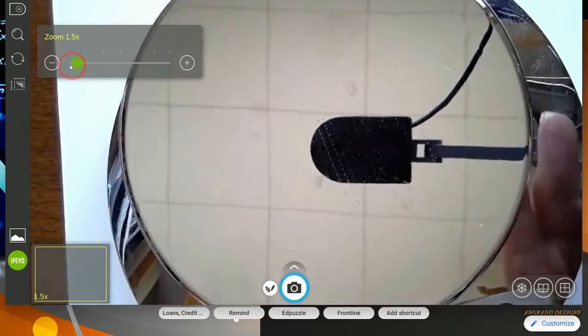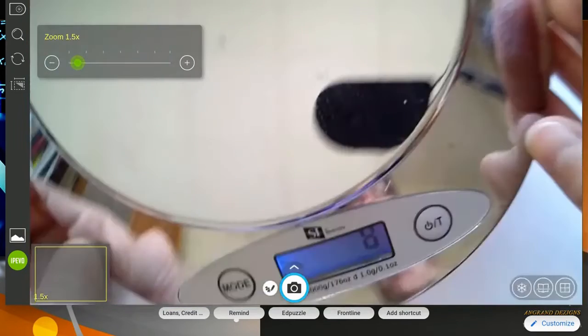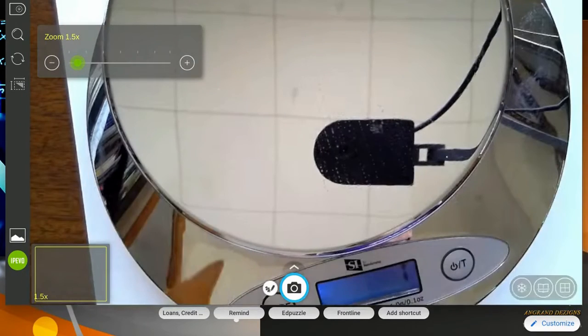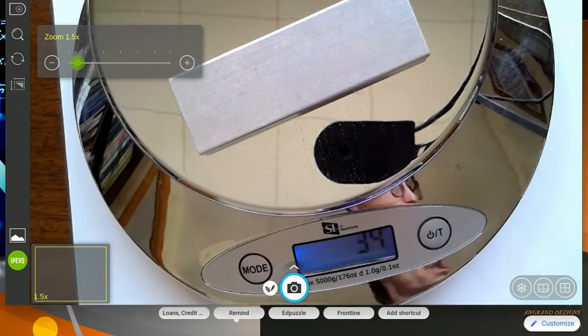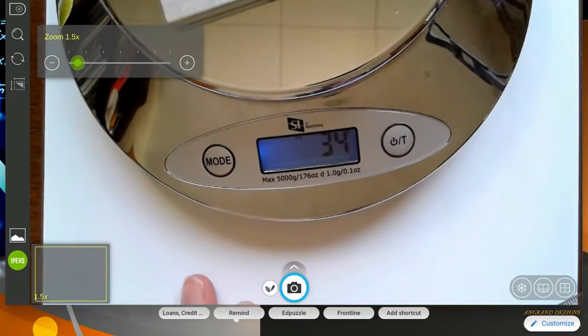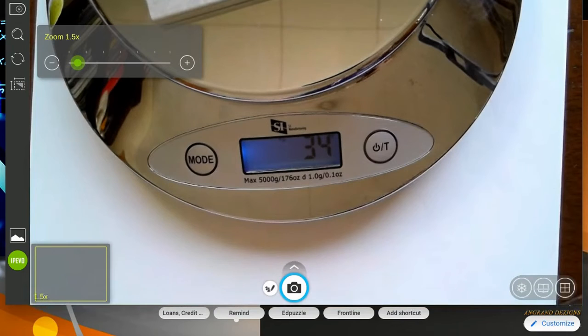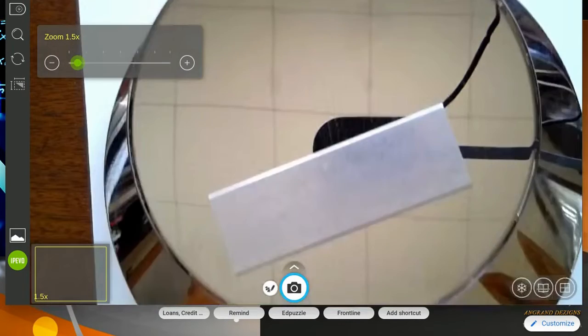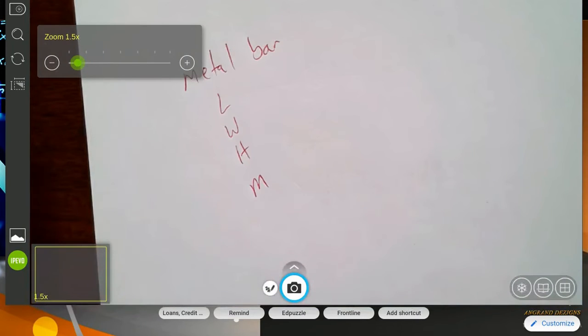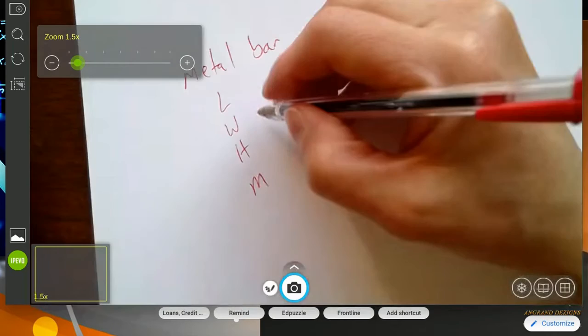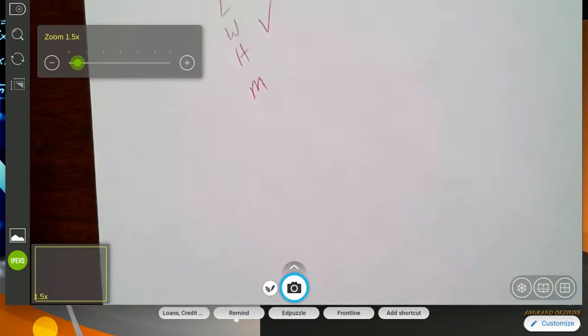And then we'll take a look at the scale. And now you have your mass. You should be able to see that. And that's your measurements for your metal bar. And then you can figure out what is the density of the metal bar. And will the metal bar float? So we did that one.